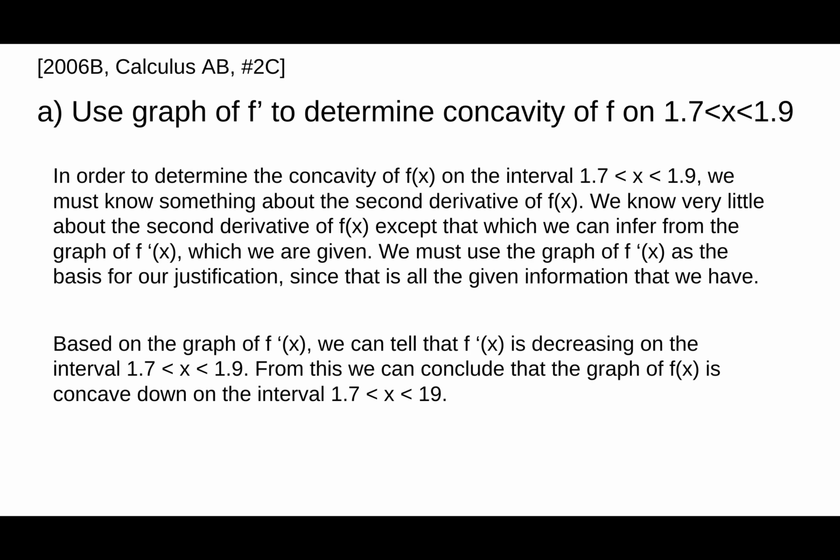Based on the graph of f prime in the question, we can tell that f prime of x is decreasing on the interval from 1.7 to 1.9. If f prime of x is decreasing on this interval, that means the second derivative of f is negative on this interval. And if the second derivative of f is negative, that's how we conclude that f will be concave down on this interval. We do know that f double prime of x will be negative on this interval, and therefore we can conclude that f will be concave down.